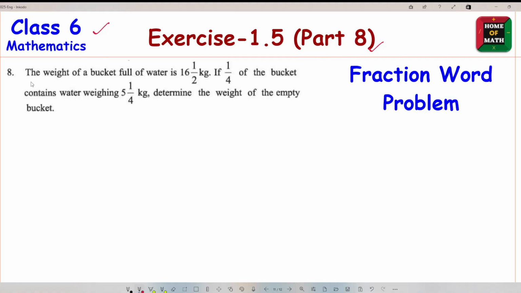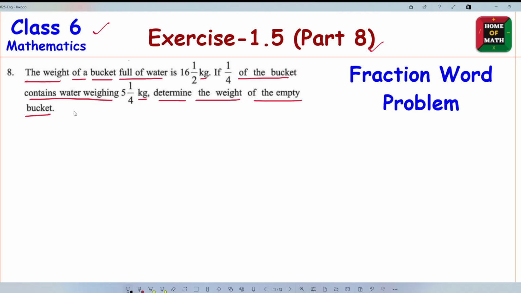Our question: the weight of a bucket full of water is 16 1/2 kg. If 1/4 of the bucket contains water weighing 5 1/4 kg, determine the weight of the empty bucket. Step by step, we try to solve this problem.